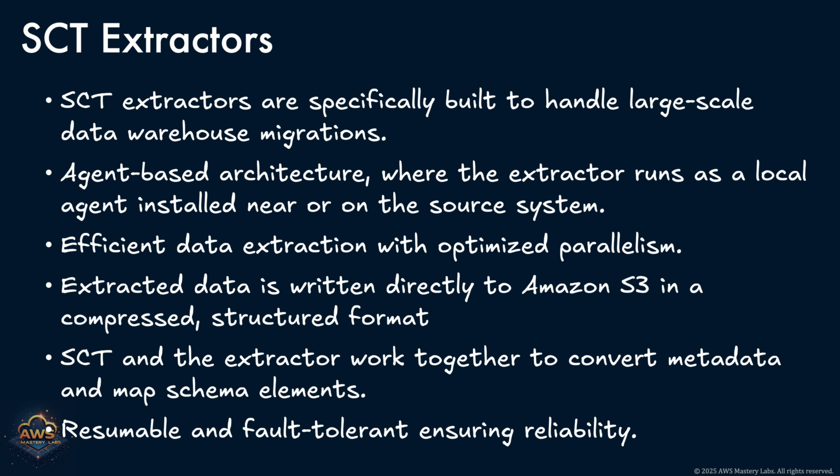These extractors use an agent-based architecture, which means the extractor is deployed close to the source system, either directly on it or in a local environment with fast access. This setup minimizes network latency and offloads heavy processing from your core data warehouse system, keeping production workloads unaffected. During extraction, data is pulled using parallelized and optimized methods, making the process significantly faster than traditional exports. Once extracted, data is written to Amazon S3 in a compressed and structured format, ideal for downstream loading into Redshift or staging for transformation with services like AWS Glue.